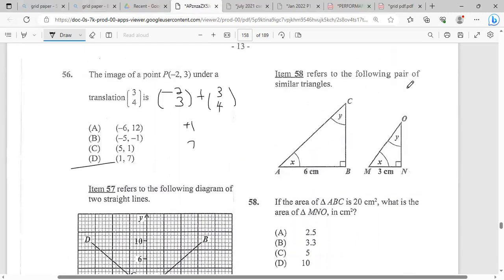Item 58 refers to a pair of similar triangles. The area of ABC, which is the big one, is 20. The area of MON, most naturally it will be half. So I'm gonna go with 10. All right.